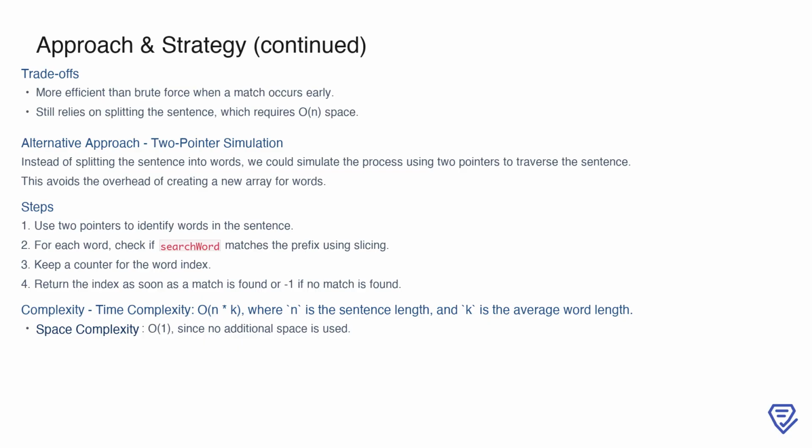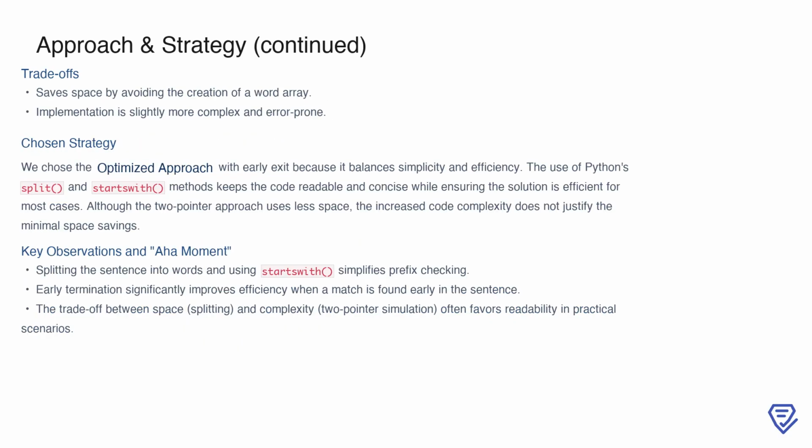This approach has a time complexity of n*k, where n is the sentence length and k is the average word length. However, its space complexity is 1, as no additional space is required for storing words. The 2-pointer simulation saves space by avoiding the creation of a word array, but it comes with its own trade-offs. The implementation is more complex and prone to errors compared to the other methods.